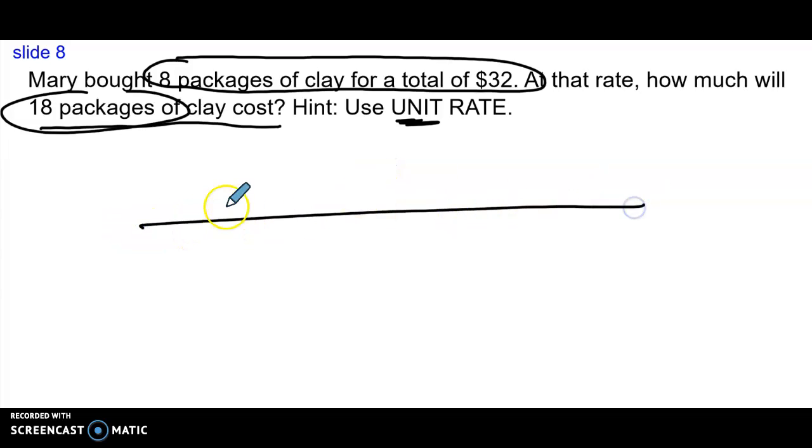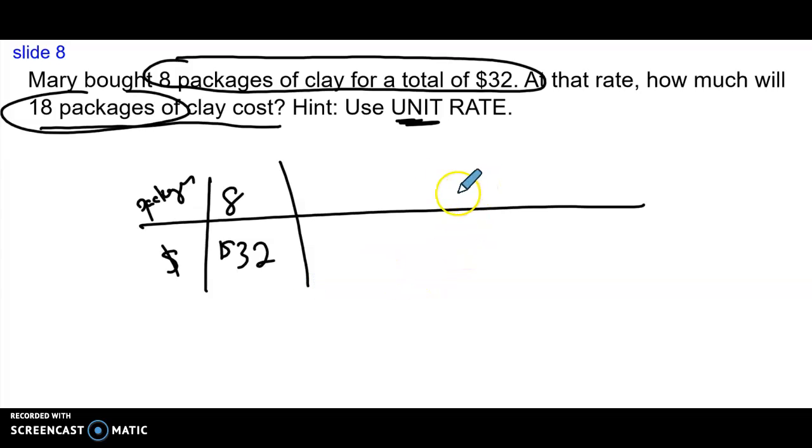So let's set up a ratio table. I know that 8 packages cost $32. I'll put your dollar sign out there too. But I got to get to 18 packages. Well, I don't know what to multiply 8 by to get 18. So what can I do? Well, I can change that 8 to a 1, because I can always figure out what 1 package costs.